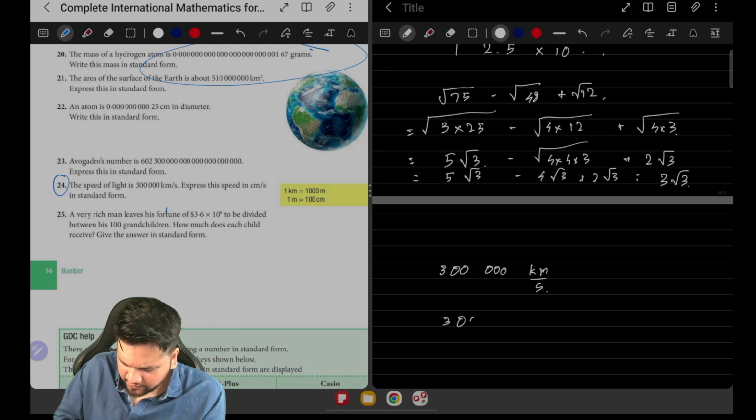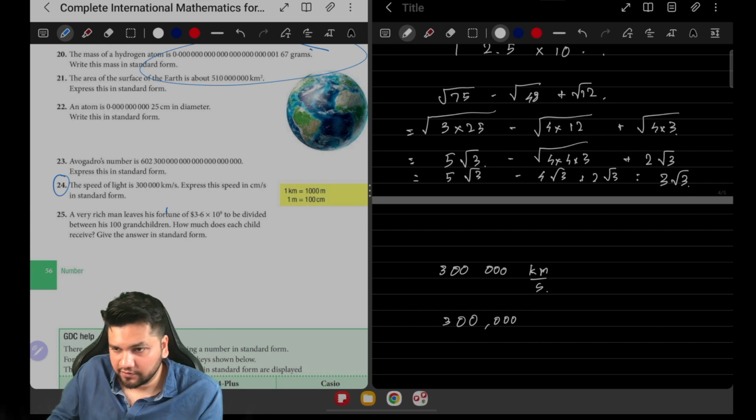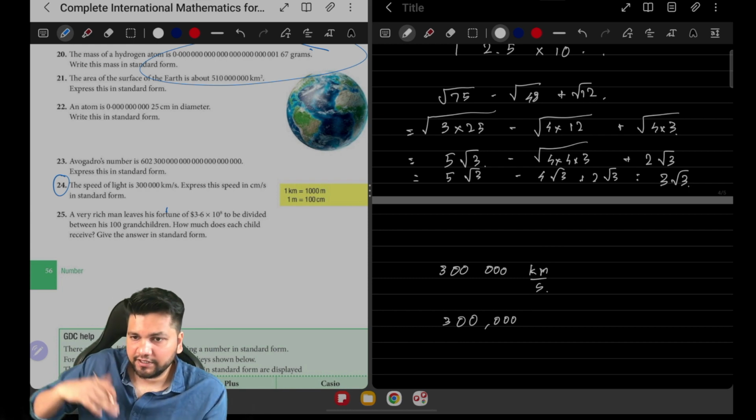So conversion, whatever it is. We have 300,000 kilometer per second. See, per second we are not modifying, right? So we are only modifying kilometer. We are converting that into meters and then those meters into centimeters.